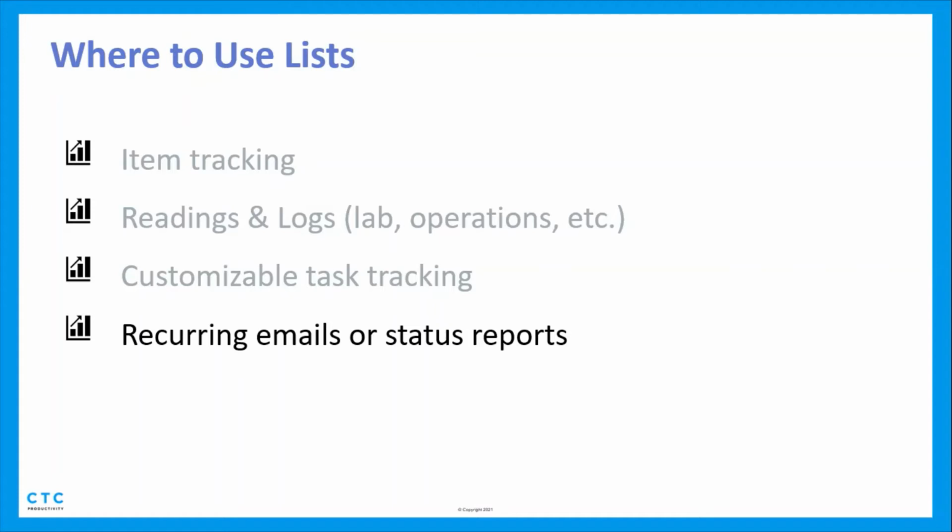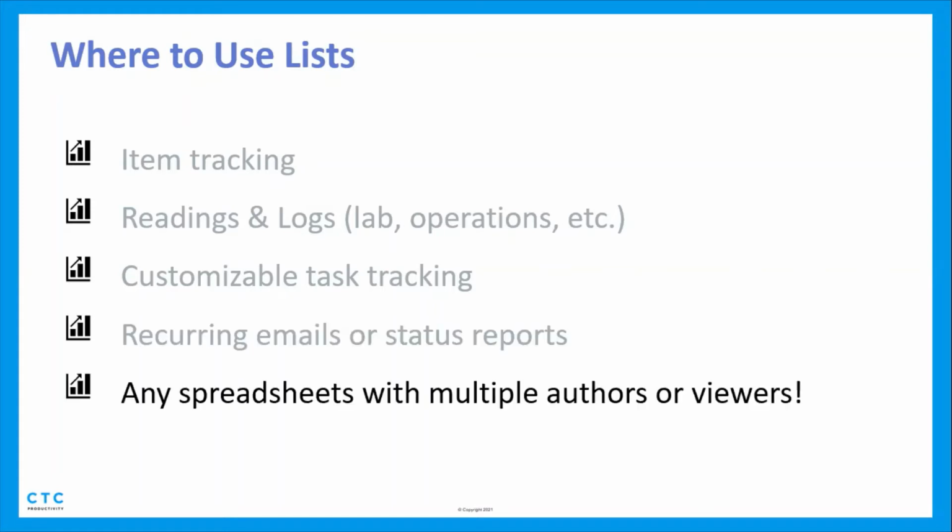Whereas if those reports are an email, they're siloed. They're siloed in 10 emails per week times 52 weeks per year. That's 520 emails in a year. So in a list, it's all right there in front of you in one place. And finally, if you have spreadsheets with multiple authors or multiple viewers, definitely look at lists.